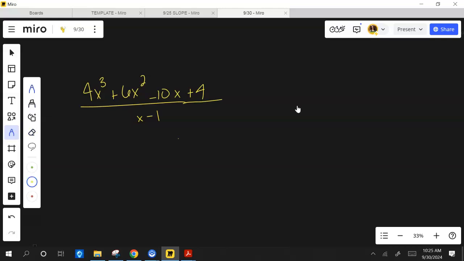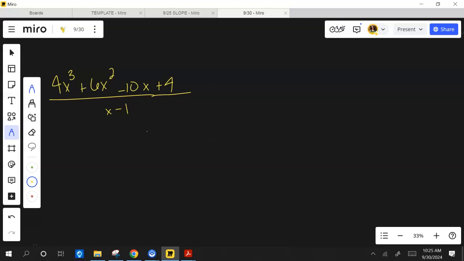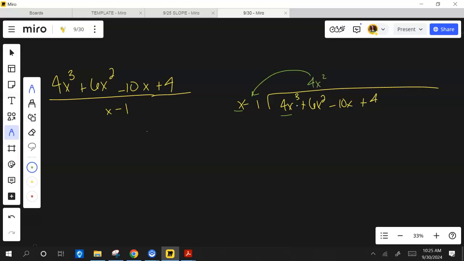That's okay. All right. Let's do this together, long division. Do I need any placeholders? 3, 2, what? What goes in first? X times what gives me 4x to the third? 4x squared, right? Goes here. Multiply around. Subtract everything. 10x squared.